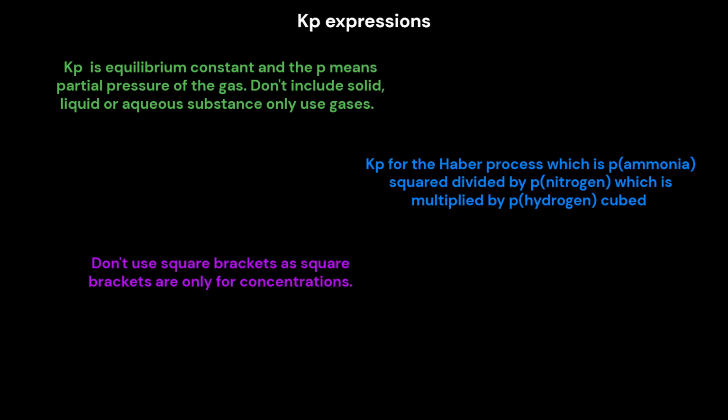Kp expressions. Kp is the equilibrium constant, and the P means the partial pressure of the gas. Don't include solid, liquid, or aqueous substances, only use gases. Kp for the Haber process is P ammonia squared divided by P nitrogen multiplied by P hydrogen cubed. Don't use square brackets, as square brackets are only for concentrations.